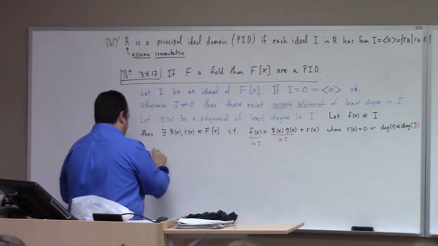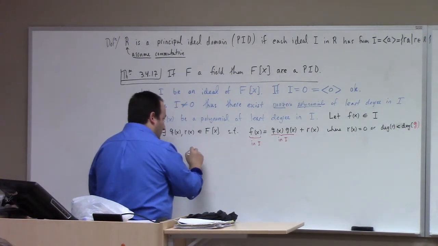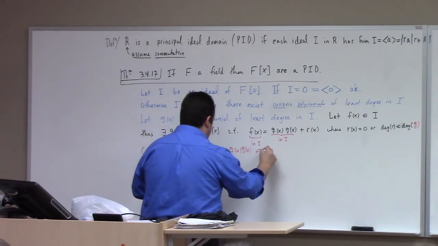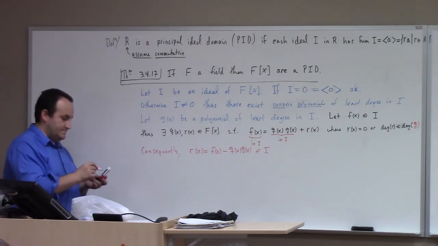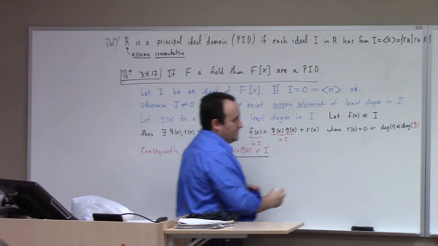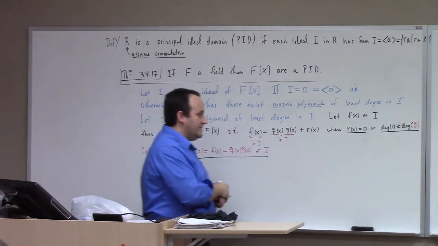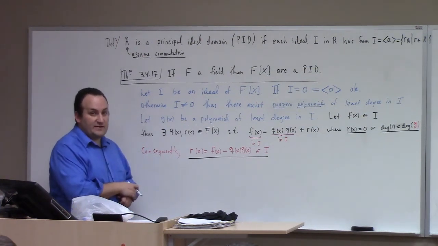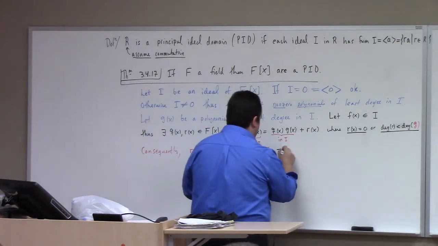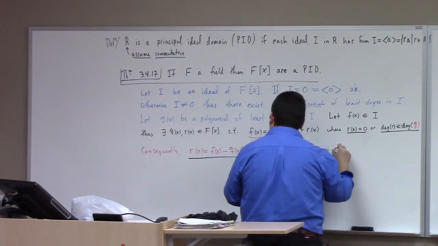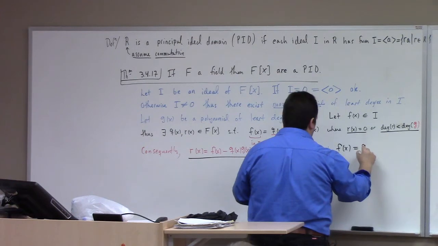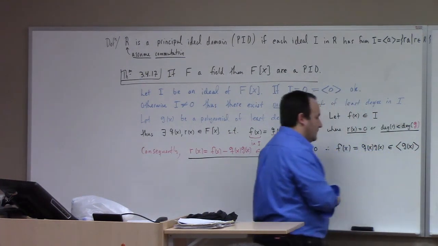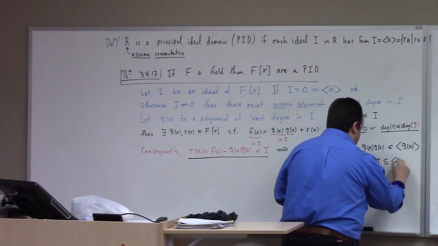So consequently, r of x, which is equal to the difference of f of x and q of x times g of x, is in I, right? So what does that say about r? It's either 0, or it's got degree less than g, right? It's not possible, because g is of least degree. Exactly. So r has to be 0, because otherwise it contradicts g having least degree. Right. And so therefore, f of x is what? q of x times g of x, right? Which is an element of the principal ideal generated by g. So in other words, I is a subset of the principal ideal generated by g.